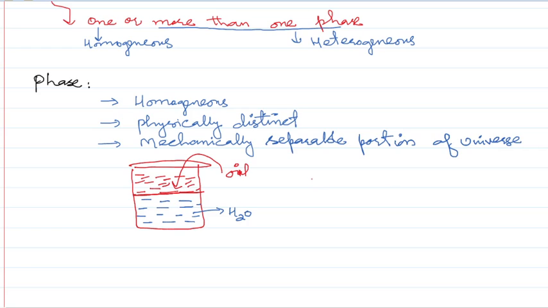Now for homogeneous, you can simply take water and add a pinch of salt or sugar in it, and it will dissolve and result in a homogeneous, physically distinct and mechanically separable portion of the universe, or this system.